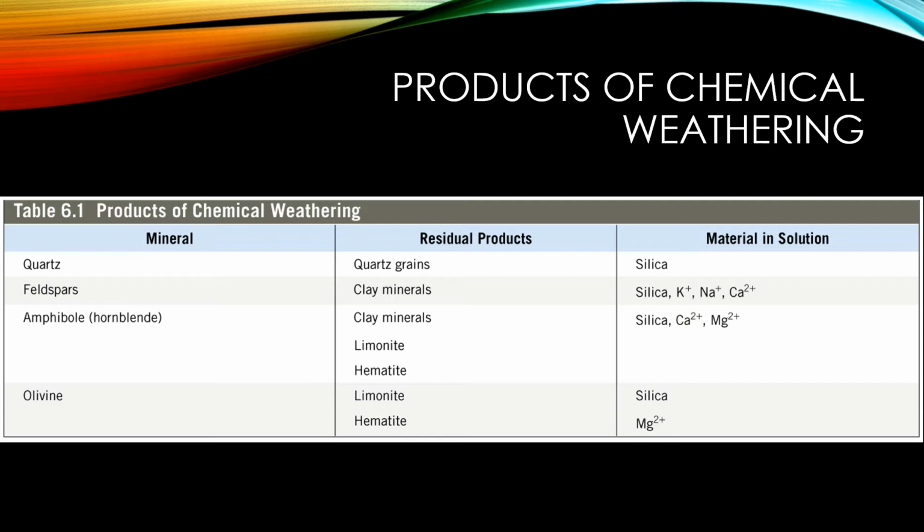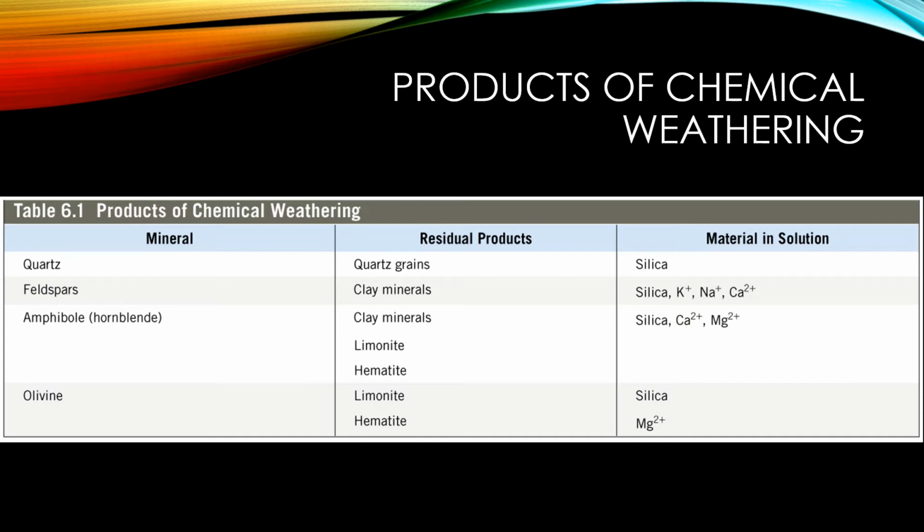So let's think about quartz. If quartz experiences chemical weathering, the residual product is quartz grains. And this is because quartz is not modified by chemical weathering. It is only broken down into smaller grain size. If quartz is dissolved into water and moved within the water as a solution, then it's known as silica.